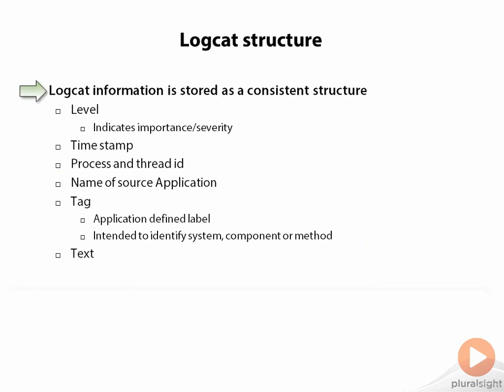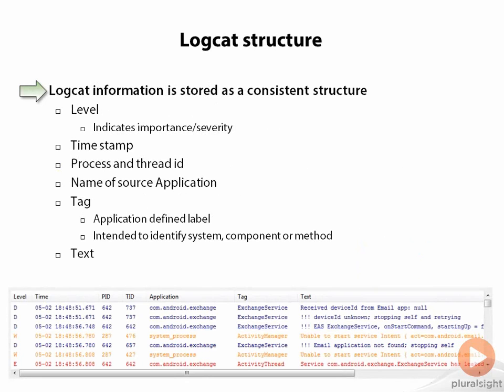Now, Logcat is not just a text file. It's actually a consistent structured storage model, and it has a consistent set of information for everything that's put into the Logcat system. Now, one of the really important aspects is the level, and that indicates a level of importance or severity. We'll talk more about that in just a second. And it, of course, has the standard things you would expect to find in a logging system: there's a timestamp for a message. There's, of course, the process and thread ID that generated the message. Right? There's the name of the application that generated the message. That's all the standard stuff. But there's also two other things.